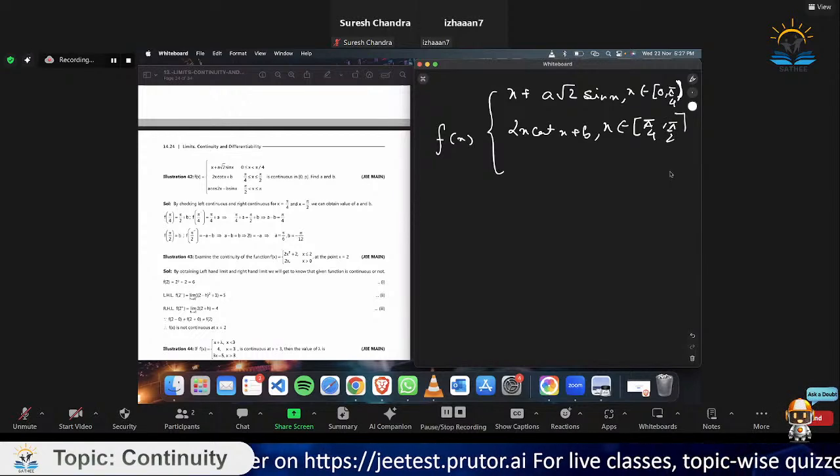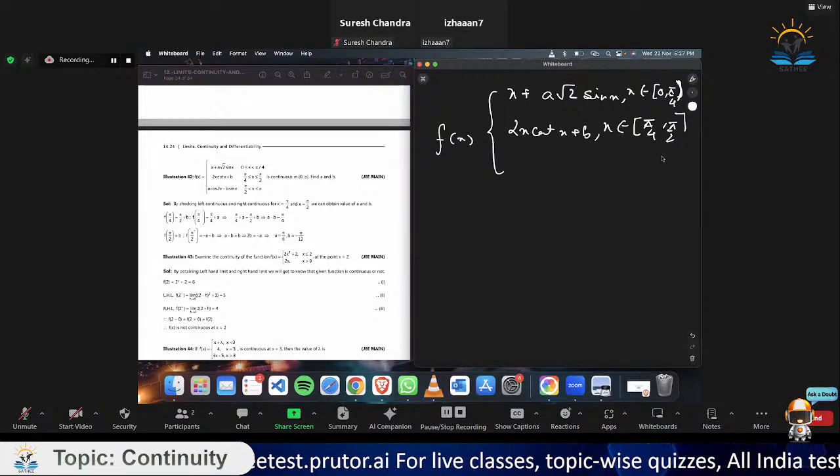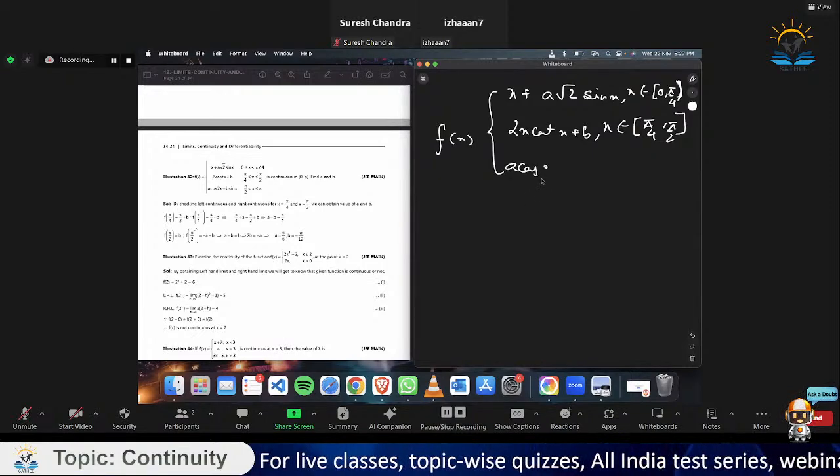So it is saying that if this is continuous in 0 to pi, then you have to find the value for a and b. All right. So let's do this.